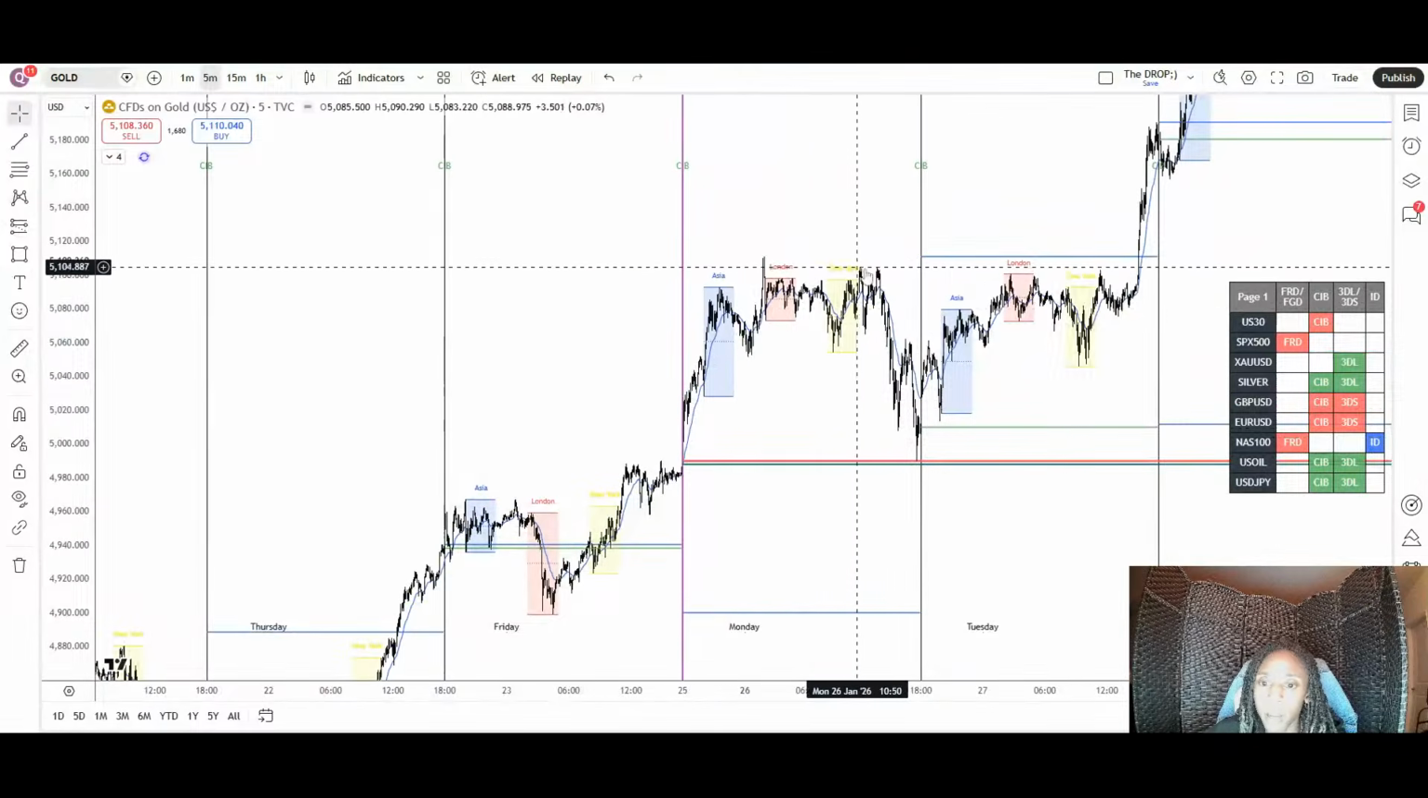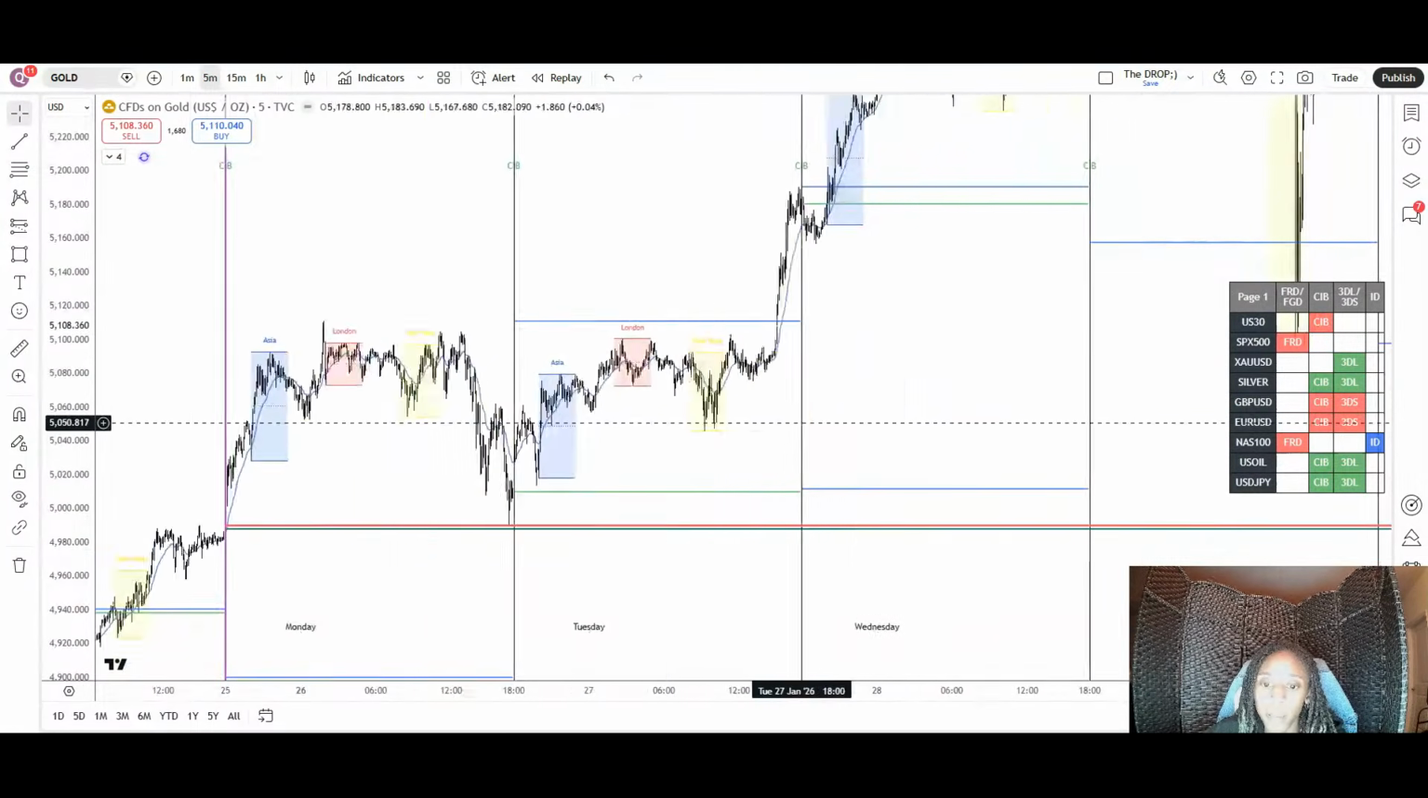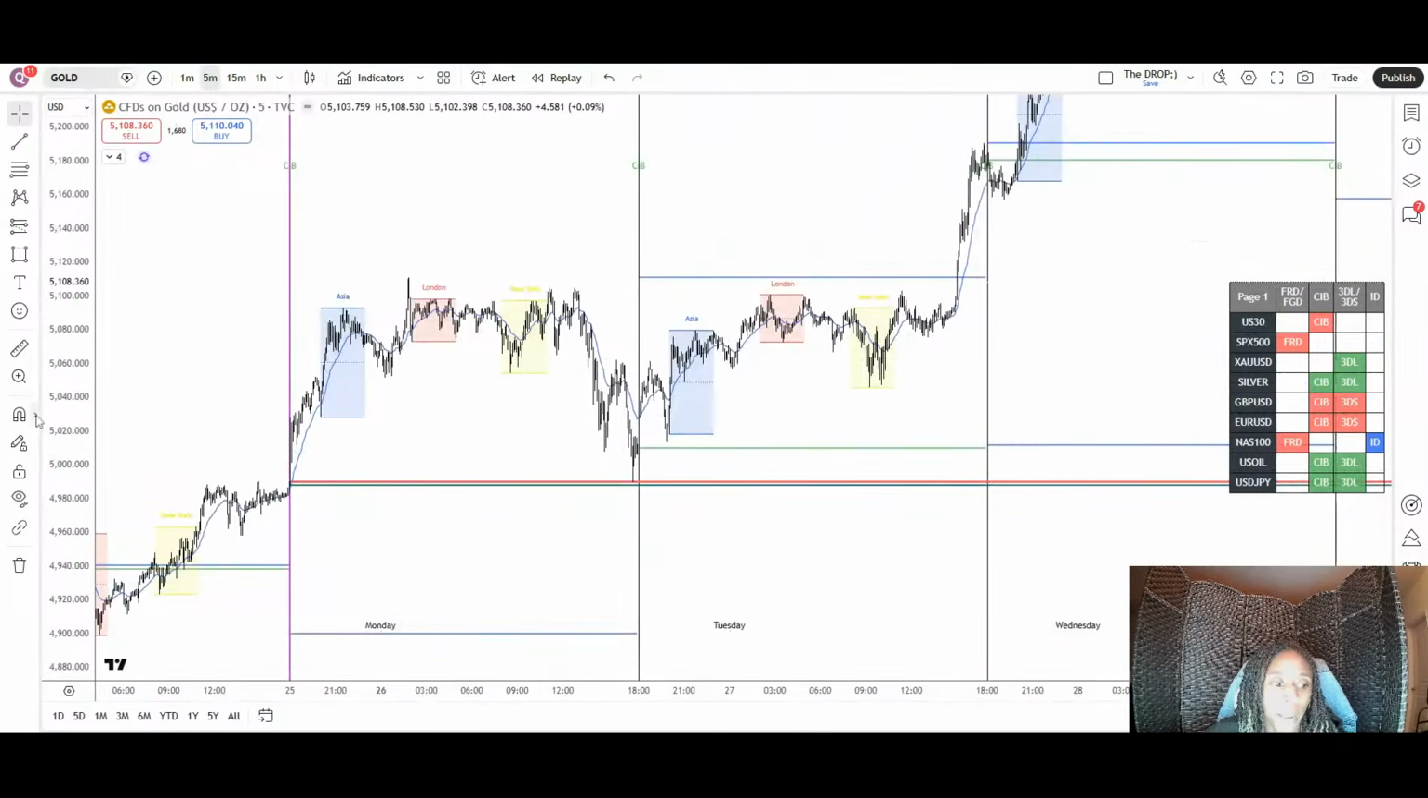Closing breakout long. I got the short. Closing breakout long. Okay. You got a buy right here.